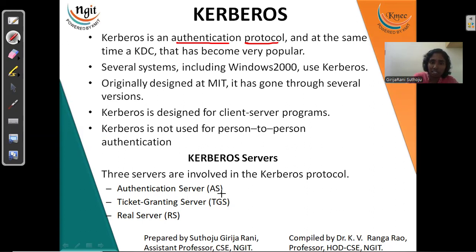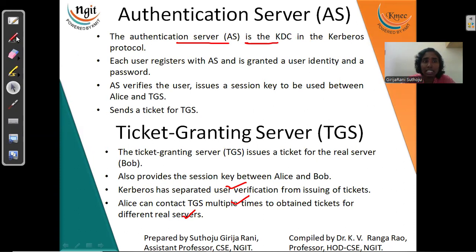Now here we have three types of servers. First one is the authentication server, second is the TGS, ticket granting server, and the last one is the real server. The real server is the server where the exact services will be provided to the user, whereas the ticket granting server is a server where the communication will be having n number of sessions between two users. So two users must get a communication procedure. That procedure is called a ticket. This ticket will be granted by the TGS server.